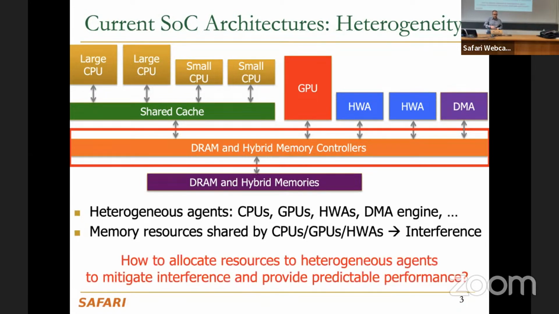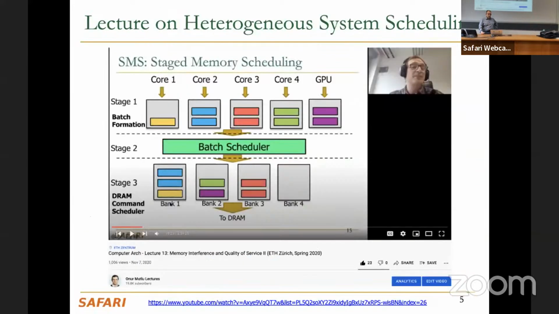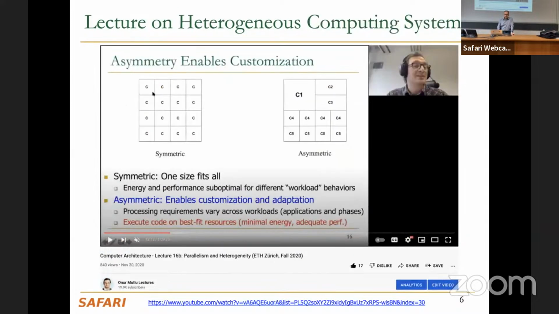So yeah, we wanted to see how to allocate resources to heterogeneous agents to mitigate interference and provide predictable performance. I'm not gonna go into detail about all of this again. I'm just gonna flash some of the slides that we showed. So essentially, if you want to learn more about heterogeneous systems scheduling, you can watch this lecture from Professor Mutlu. And in general, if you want to learn about heterogeneous computing systems, you can check this lecture, even though we're gonna also have this kind of lecture in this semester as well. But if you are kind of impatient, you can go ahead and watch it.